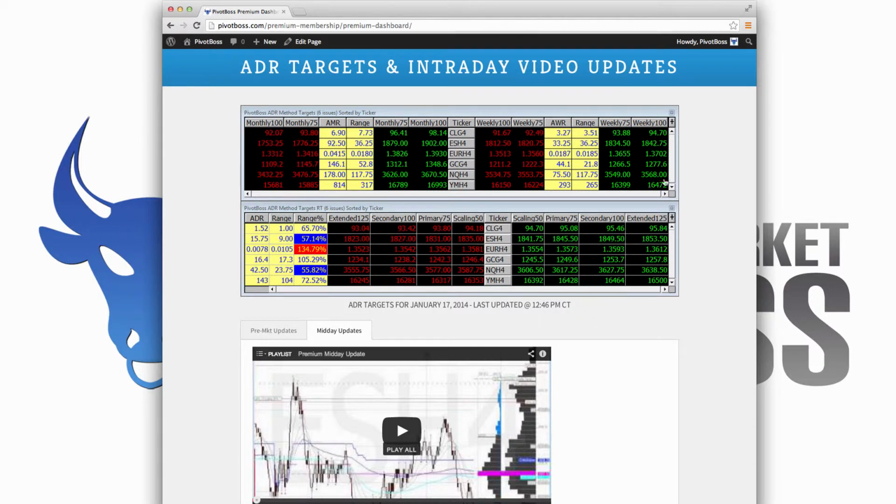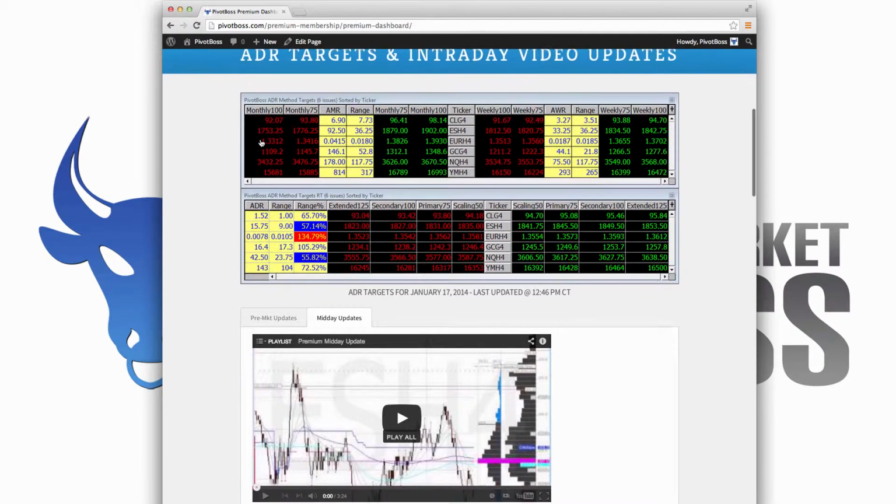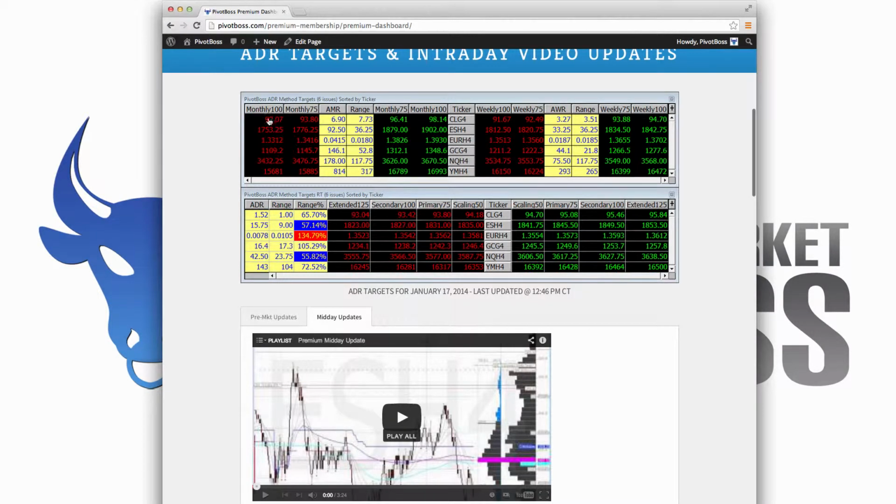The top section contains the weekly and monthly targets. And you can see to the left here, these red ones are the monthly bear targets. The 75 is your primary bear target for the month. The 100 is your secondary target for the month. Here are your bull monthly targets, the ones in green. The primary is the monthly 75. The secondary target for the month is the monthly 100. That's your 100% ADR target for the month.